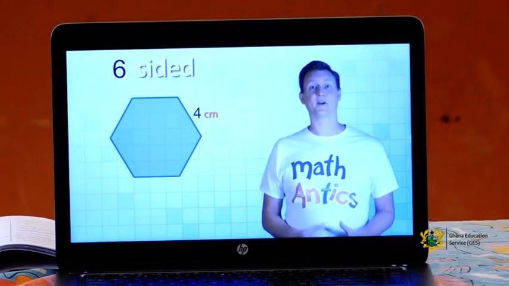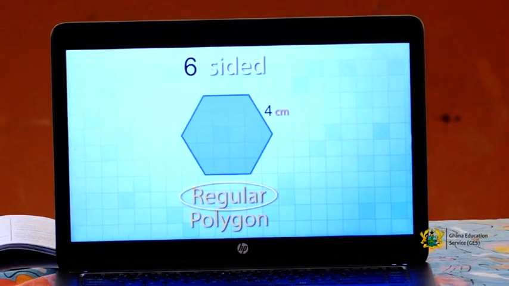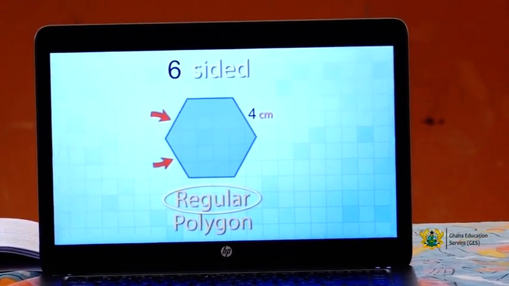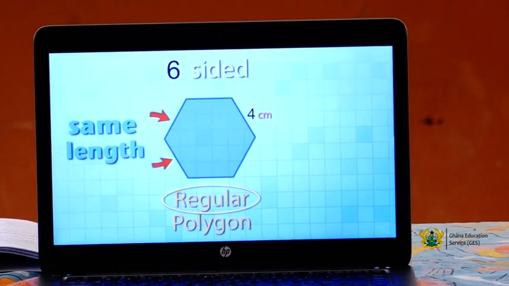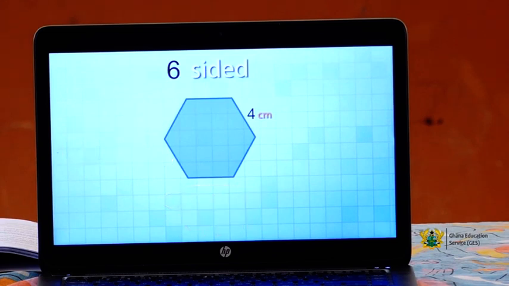Ah, here's another good example. This is a 6-sided regular polygon. A regular polygon means that all its sides are exactly the same length. And that's good because this diagram only shows the length of one side, 4 centimeters. But since the polygon is regular, we know that all the other sides are also 4 centimeters long.